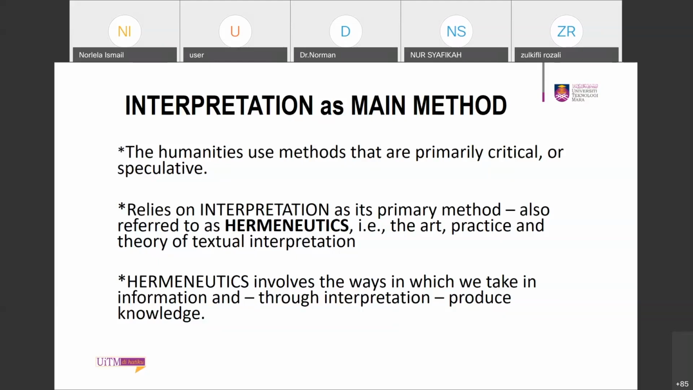And then in the secular realm, this hermeneutics has been applied in the literary studies, kajian kesusastraan. So hermeneutics involves the ways in which we take in information, and through interpretation we produce or generate what we call knowledge or new knowledge. So this is the main method, normally the primary method for the humanities.